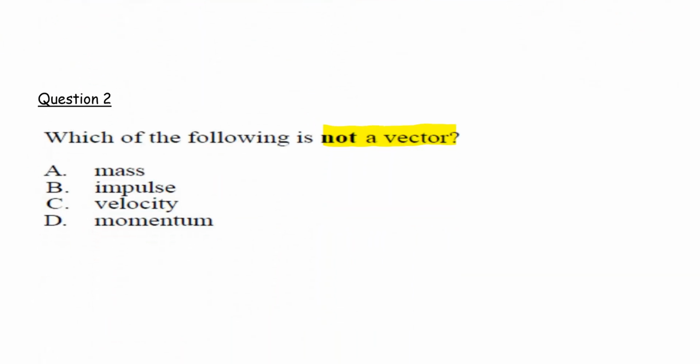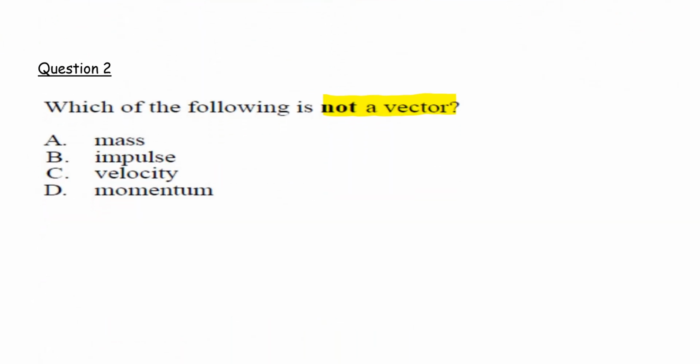Okay, moving on to question number 2, we have another definition question. Which of the following is not a vector? If it's not a vector, then it must be a scalar. A scalar has magnitude only. So mass is a scalar, but impulse is a vector, velocity is a vector, and momentum is also a vector. So the best option here is A. Mass is a scalar.